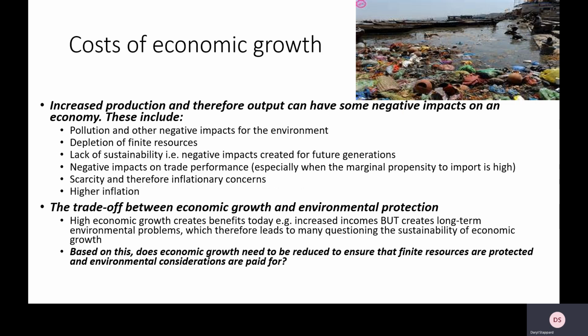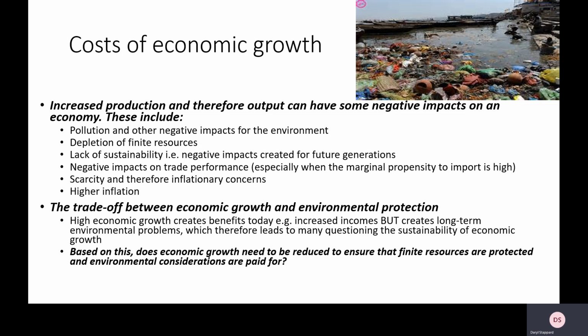Here are some of the costs in a bit more detail. Growth in output ultimately means there's more pollution being created. So you've got these negative externalities of economic growth. You've got increased waste from factories, waste from consumers buying goods and services. So you've got to question the sustainability of this. Look at the picture in the top right-hand corner. That's a product of economic growth.